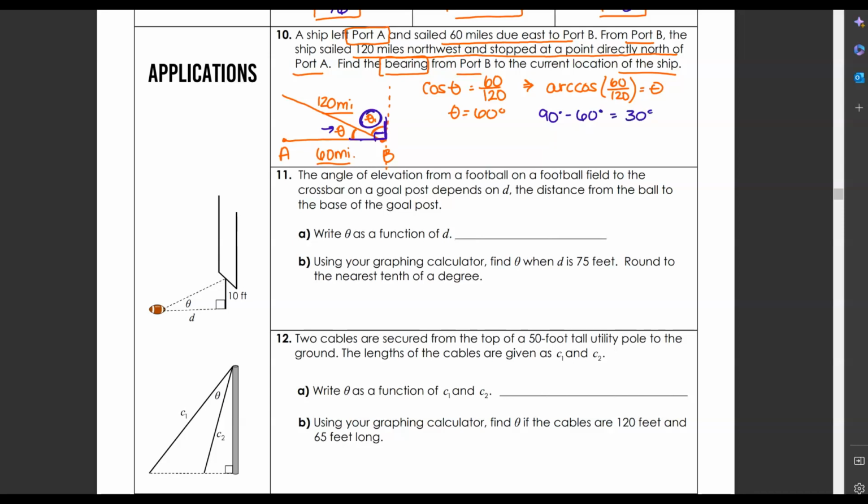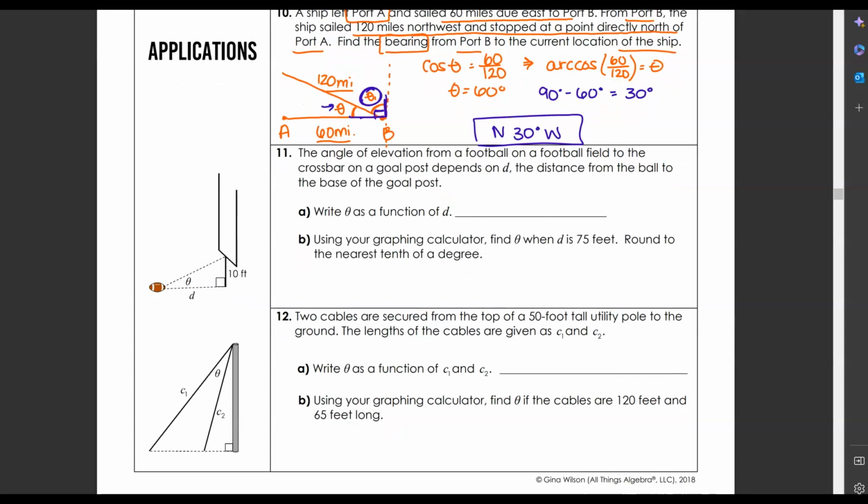And so we see that we have 30 degrees. So that means that our bearings are going to be, because we're going north and west, north 30 degrees west for this particular problem. Okay, all right. So hopefully that made good sense.